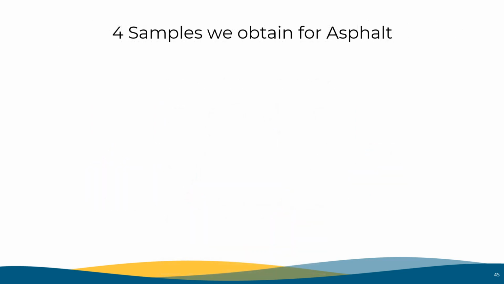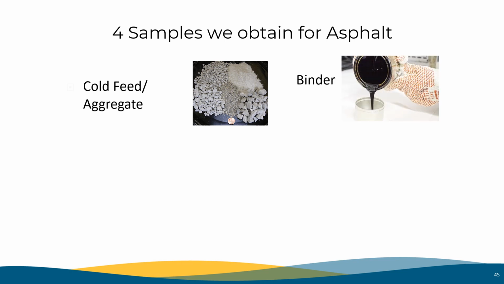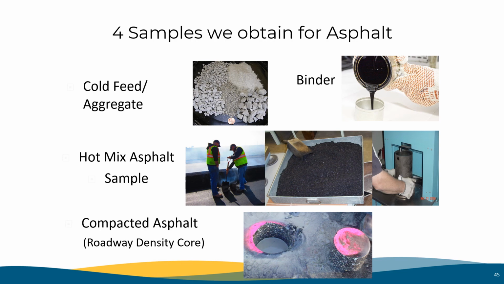There are 4 samples we obtain for asphalt. First, the cold feed or aggregate sample, and next we will have the liquid binder sample. We will then need to collect the blend of aggregate and binder that makes the hot mix asphalt sample. And finally, the compacted asphalt, better known as the roadway density core.